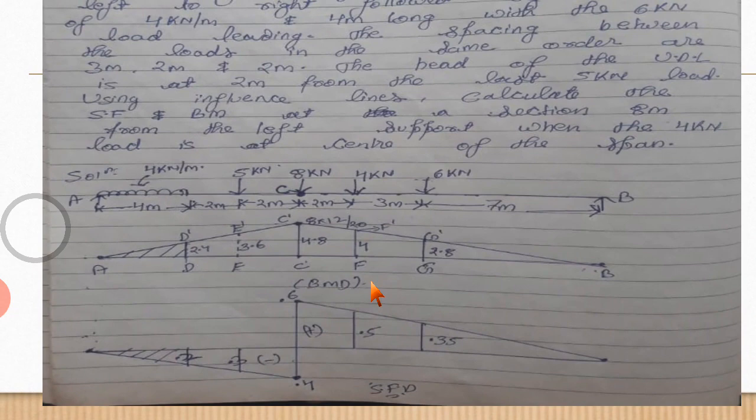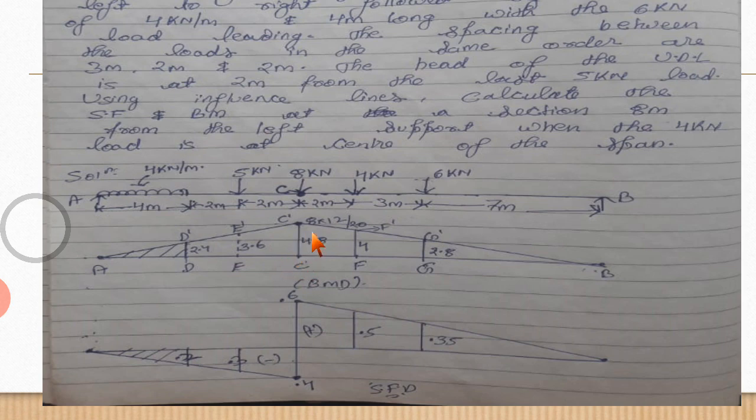Now it is given that the 4 kilonewton load is placed at the center. So this is at the center, total span is 20, so this 7 plus 3 is 10, and here also we have 10. First of all we have drawn this diagram. Now we have to calculate the shear force diagram and bending moment diagram. First we have drawn the ILD for bending moment.